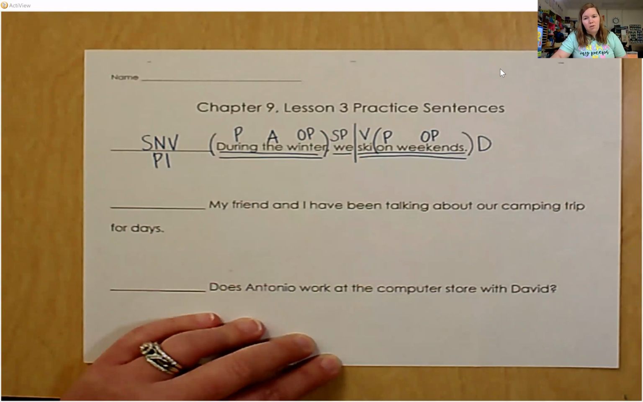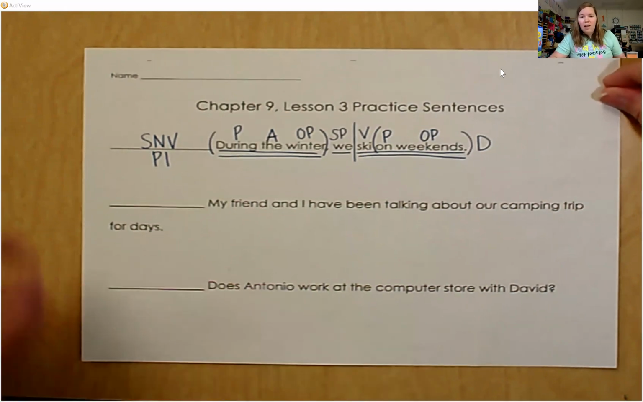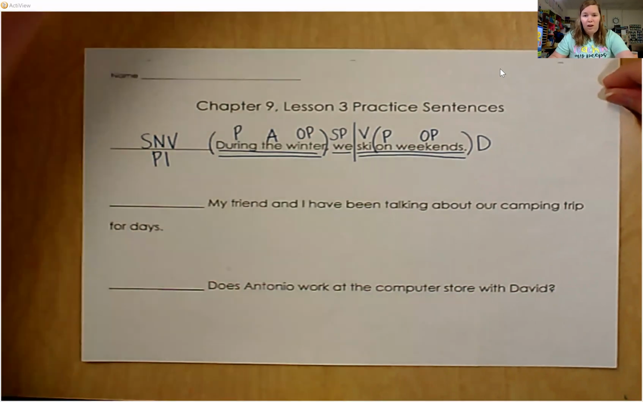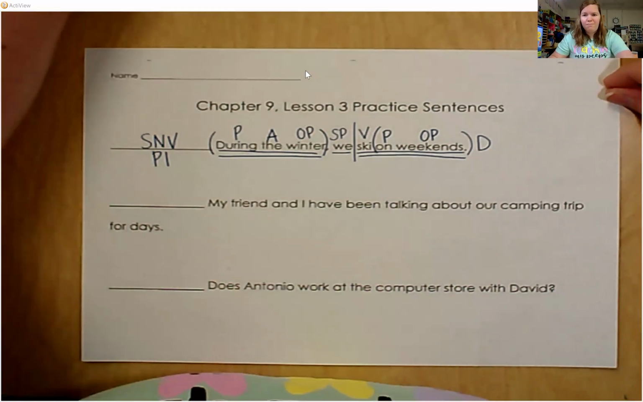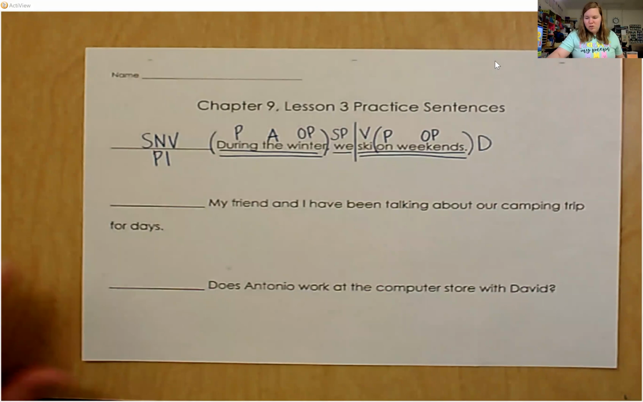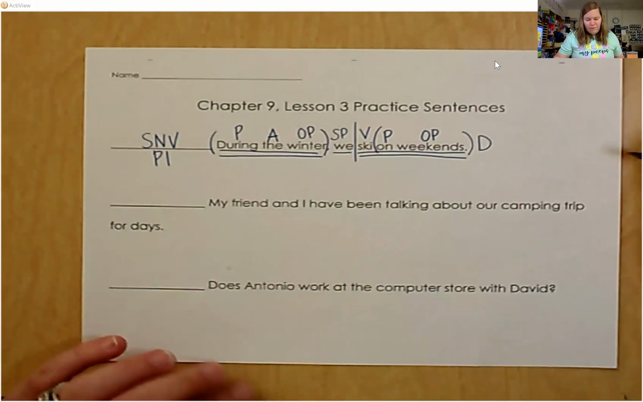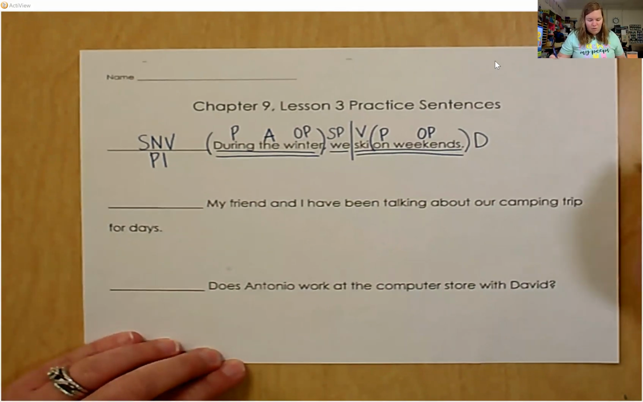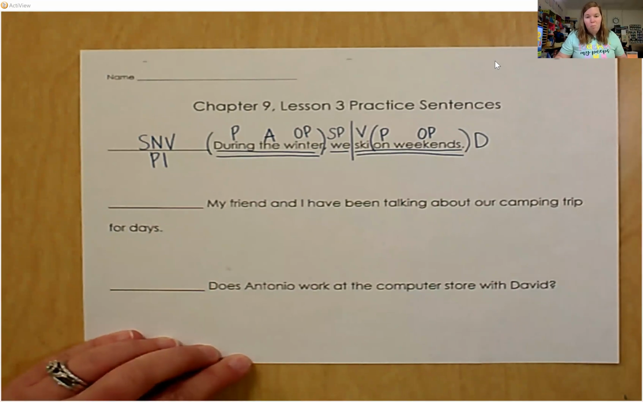What I would like for you to do is pause the video, try the next 2 sentences, and then we'll go over the answers together in a few moments. All right, so you should have the next 2 sentences finished. Let's look at sentence number 2. My friend and I have been talking about our camping trip for days.